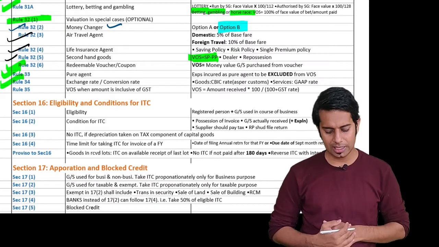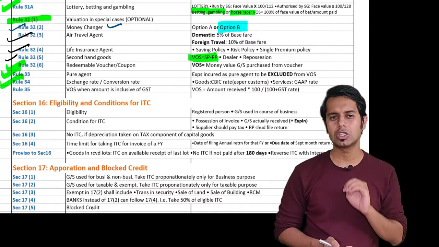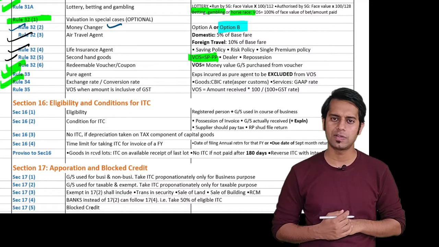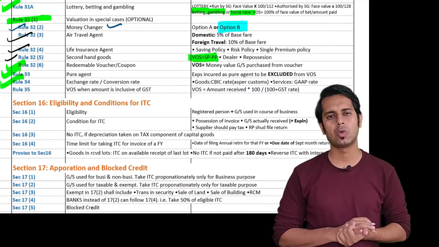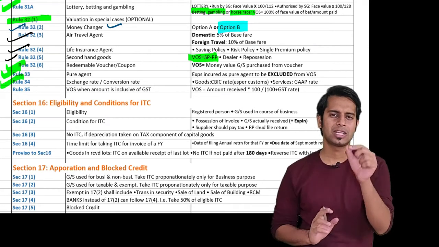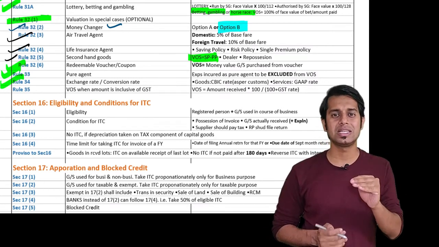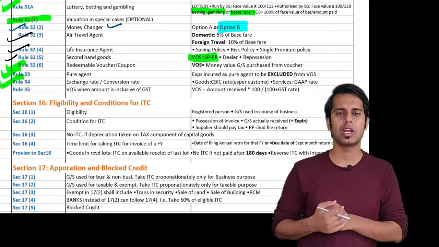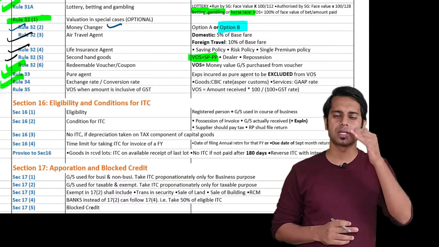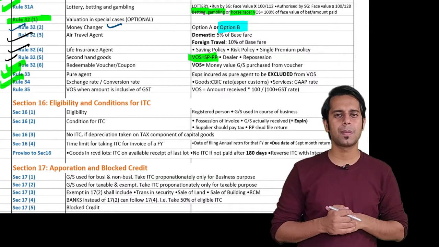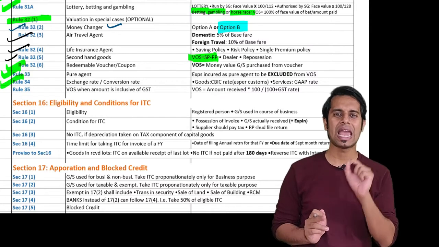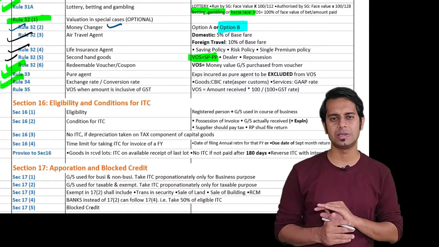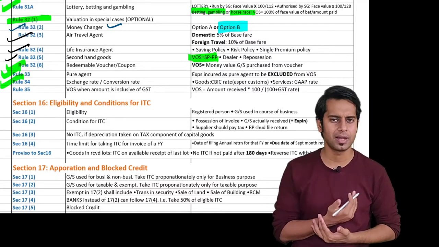Then rule number 34 talks about the exchange rate to be taken for value of supply. What is the exchange rate we will have to take for finding the value of supply? The exchange rate to be taken for goods is the rate as per customs, that is the rate provided by CBIC, and for services, the rate to be taken is GAAP rate, that is generally accepted accounting principle rate, the rate which is decided between the supplier and the recipient.